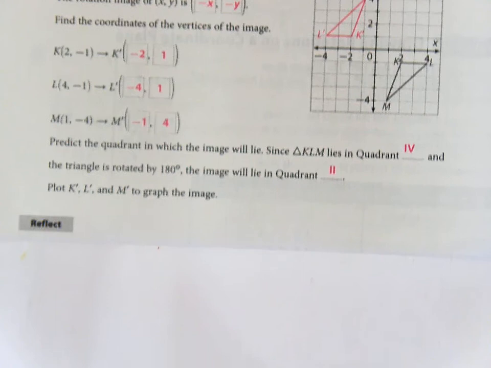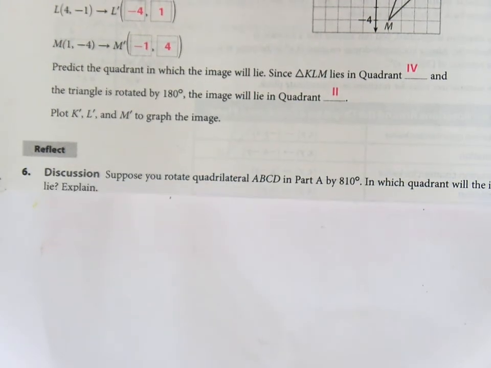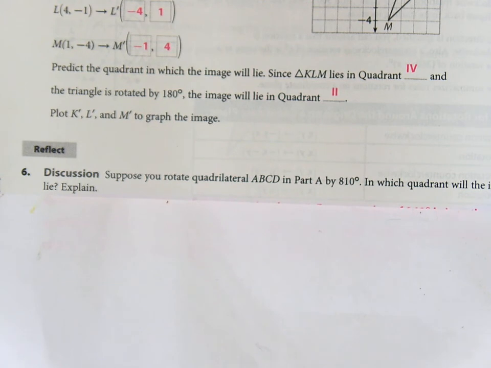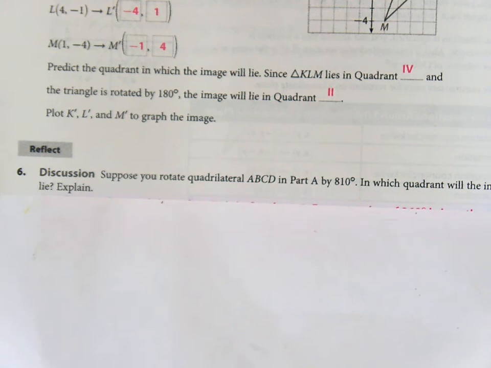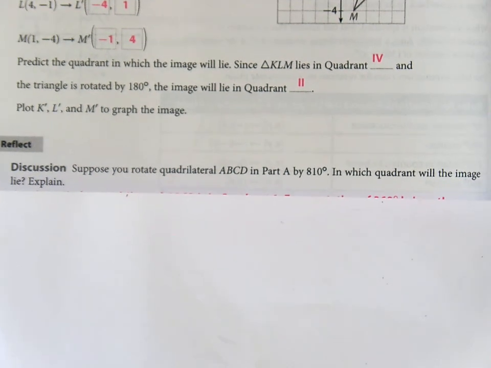Let's go ahead and do our reflection. Suppose you rotate quadrilateral ABCD in part A by 810 degrees. In which quadrant will the image lie? And explain.